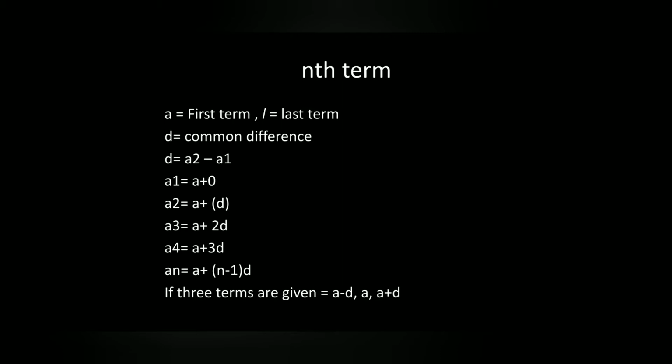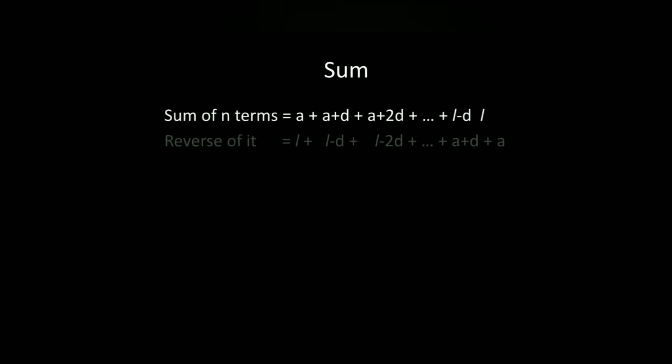The last line is very important in this slide. If three terms are given, then you should take those three terms as a minus d, a and a plus d. This is when it is not told to you in the form of numbers, but just said that the sum of those three terms is something. It will be very nice for you, because the d and d will be deducted and you will get 3a equal to the sum. So we said sum, so let us see how to take out the sum of the AP.